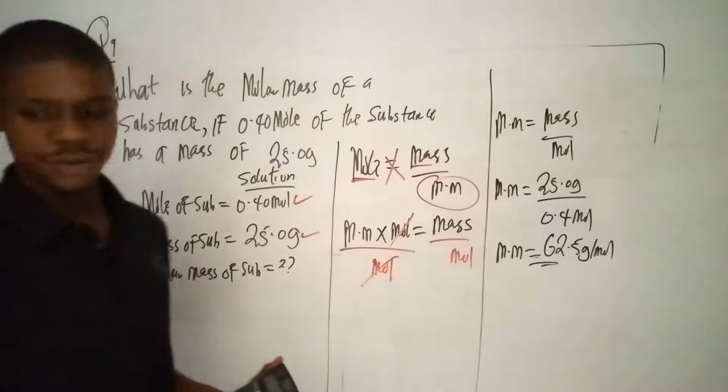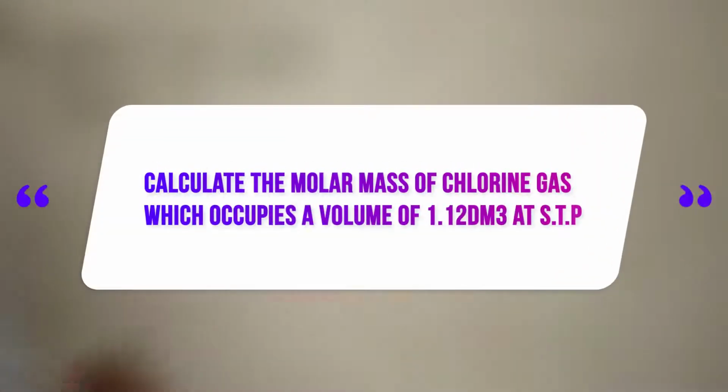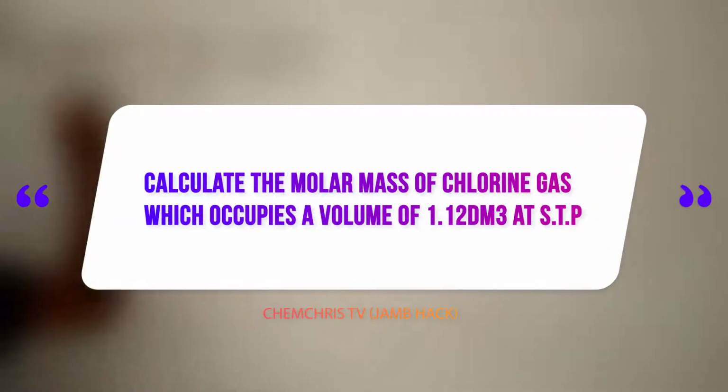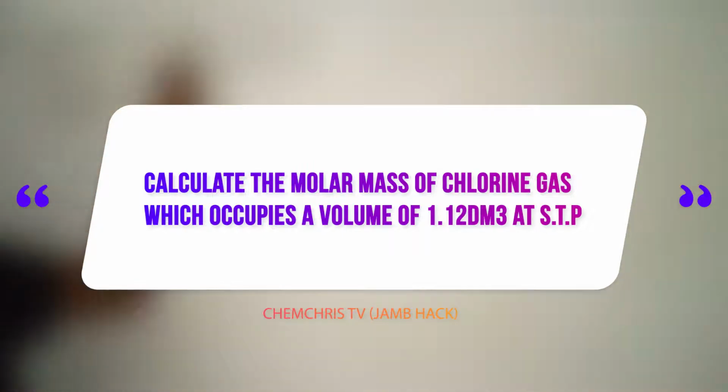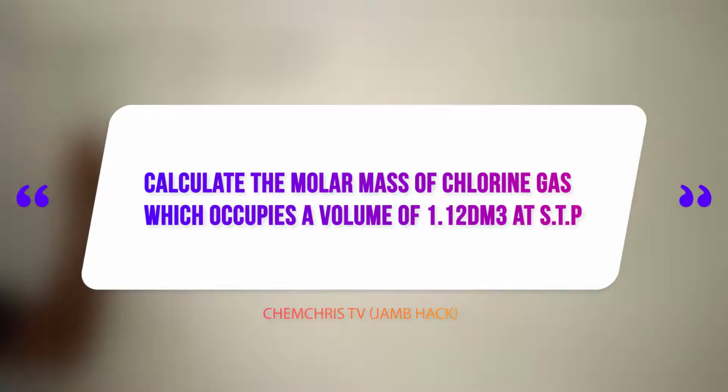Now let's look at another one. This second question is a little bit technical, so I would like you all to pay close attention. Calculate the mass of chlorine gas, which occupies a volume of 1.12 dm³ at STP. So, solution here.